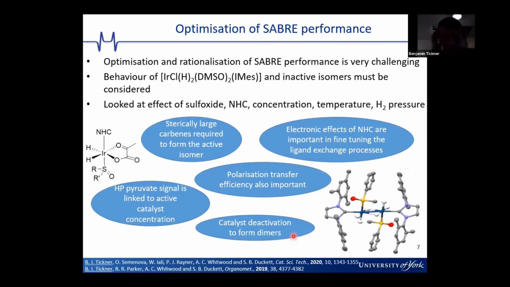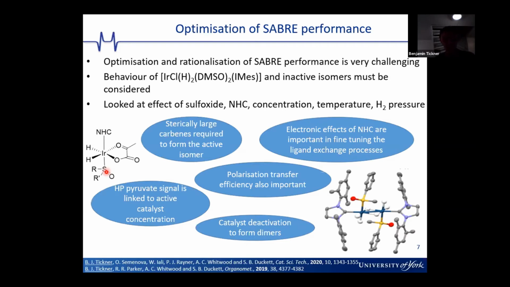And the last point I want to mention on this slide is that in all cases, you eventually have catalyst deactivation to form dimers. And there's an example of that here, iridium-iridium dimers. In this case, they're bridged by a hydride ligand. But in other examples, we've noticed them bridged by the sulfoxide ligand. And you can change the time scale of this deactivation process by changing your carbene ligand and your sulfoxide ligand. In some cases, we observe deactivation in just a matter of minutes, and you no longer see any pyruvate signals.